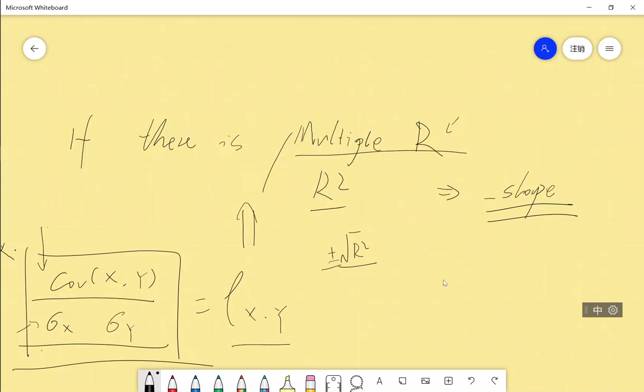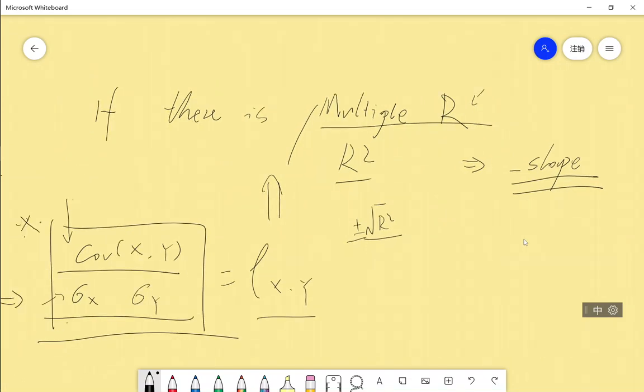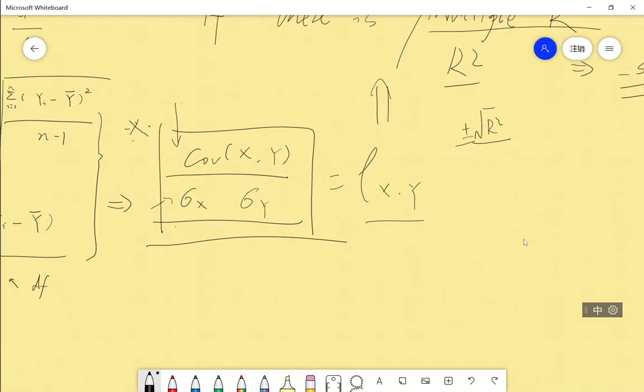Here we are. When you decide to calculate the correlation of x, y the hard way, which means that you are going to calculate the covariance of x and y, and calculate the standard deviation of x and standard deviation of y, and use this formula, the hard way formula, to calculate the correlation between x and y.